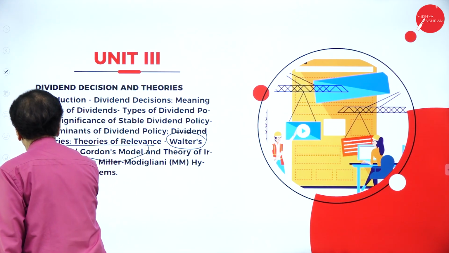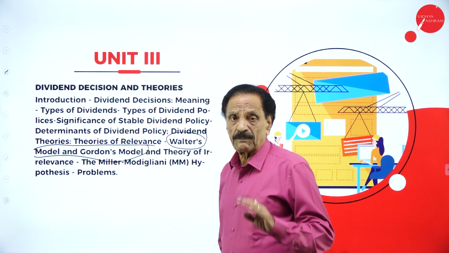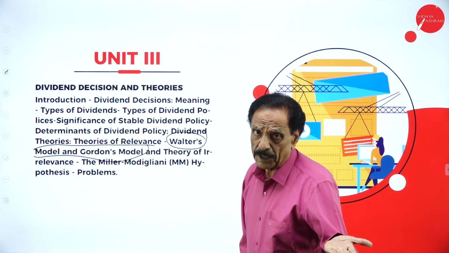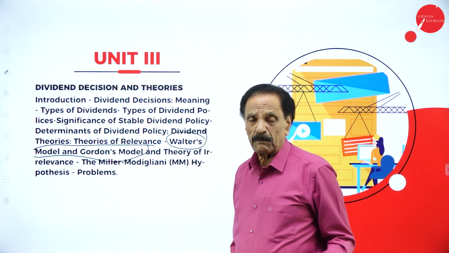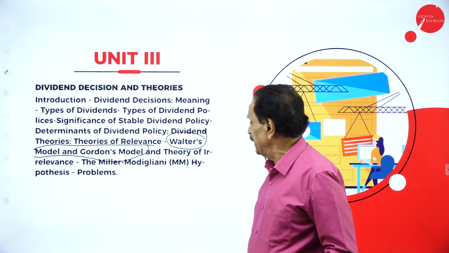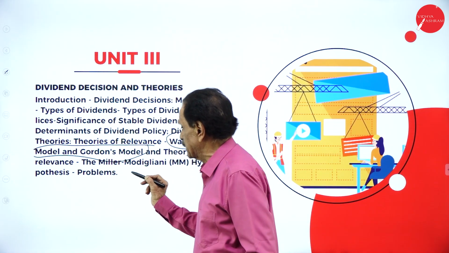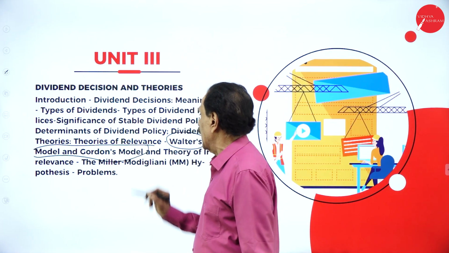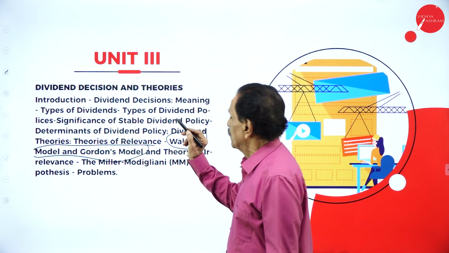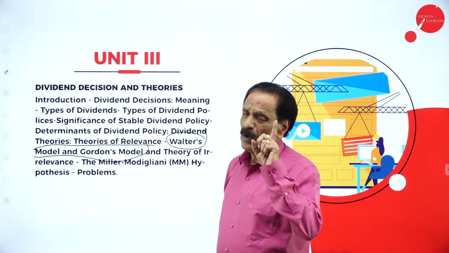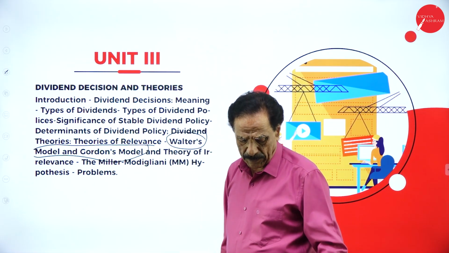So in the examination, either of the two will be asked definitely for 15 marks. It may be Walters model or it may be Gordon model. They have their own formulas to arrive at the dividend. Then the theory of irrelevance, the Miller model hypothesis, is also there. But generally they ask the question on most probably either Walters model or Gordon model. One question will be for 15 marks.